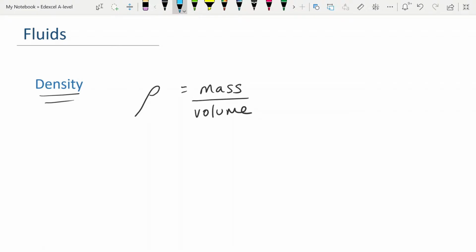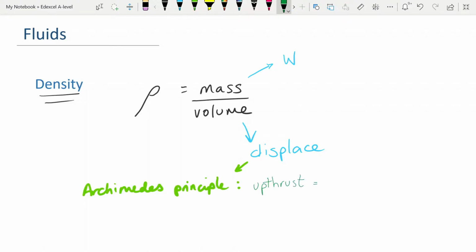For our purposes here, the mass is important because it is what determines the weight of an object. And the volume is important because it determines how much of a fluid the object will displace. This displacement is very important because it leads us to Archimedes' principle. Archimedes' principle says that when an object is wholly or partially immersed in a fluid, the upthrust experienced by that object is equal to the weight of the fluid that's displaced.